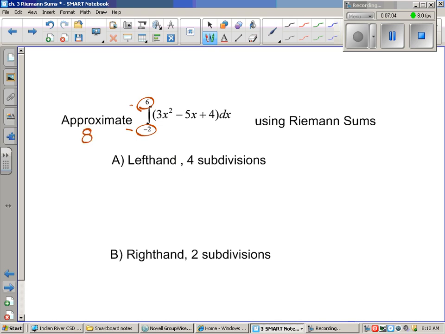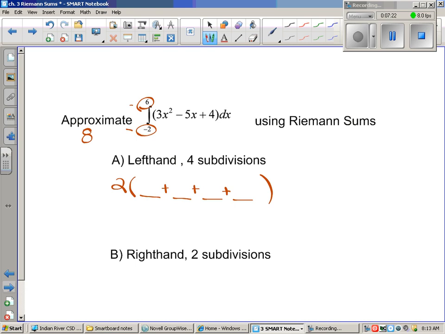So if I want to divide it into 4 subdivisions, that means the width of every single bar would be 8 divided by 4, or 2. And that means that I'm going to have to come up with 4 heights, because there's 4 subdivisions, that means there's 4 heights. To determine those 4 heights, that's the next piece.